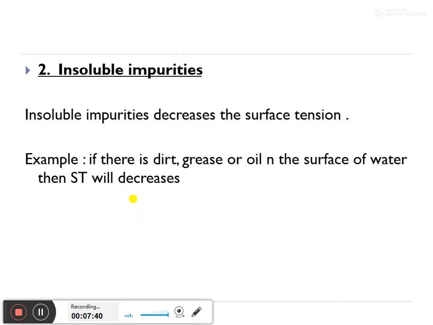So in the case of insoluble impurities, we can see that insoluble impurities decrease the surface tension. Example, if there is dirt, grease or oil on the surface of the water, the surface tension will decrease.